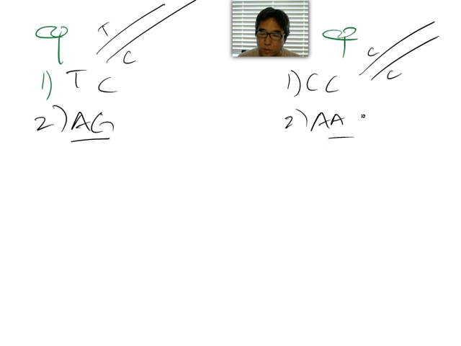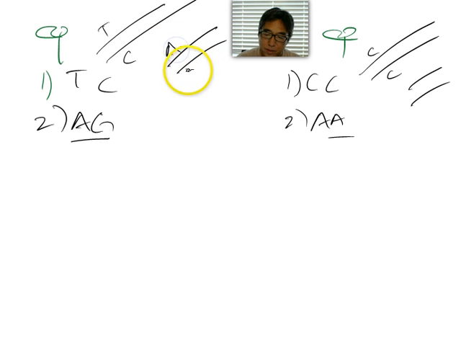And let's say they're on different chromosomes. So here's another pair of chromosomes, here's another pair of chromosomes. On this pair of chromosomes, this second SNP would be an A here and a G here. And this second SNP would be an A here and an A here. Right? Okay.